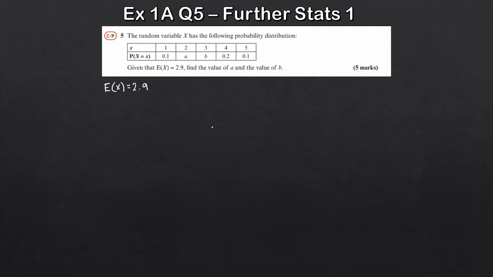So remember, to work out the expectation, the mean, all you do is you take your x value, so x is 1, and then times it by the respective probability, so 1 times 0.1. So E of x is 1 times 0.1, plus, and then keep going along, 2 times a, plus 3 times b, plus 4 times 0.2, and finally 5 times 0.1.